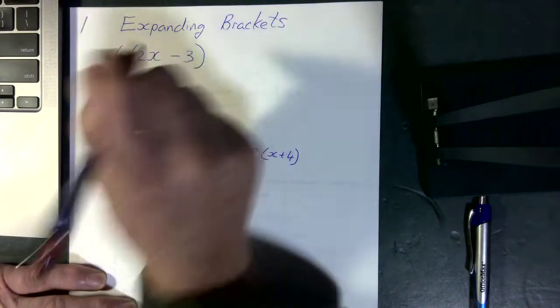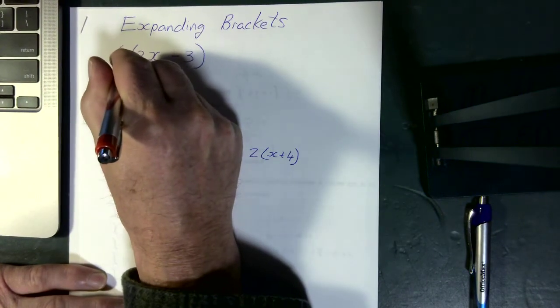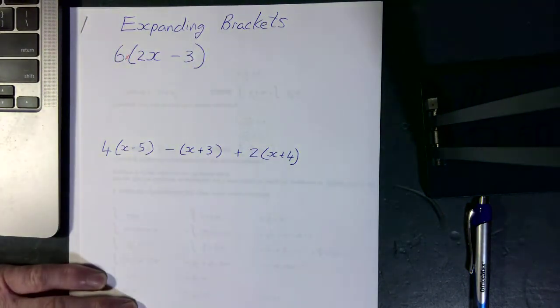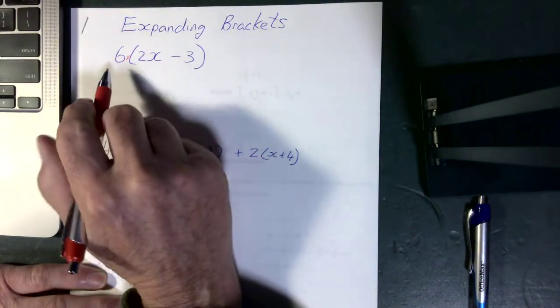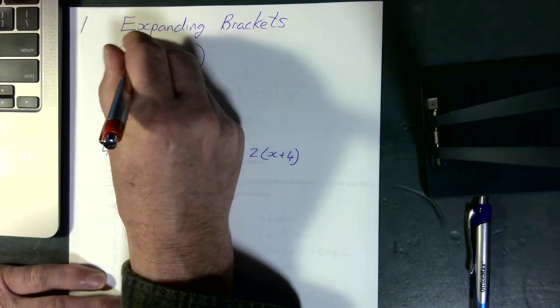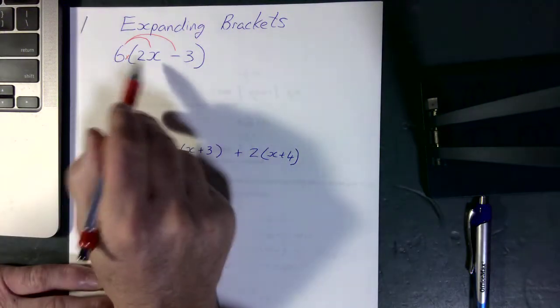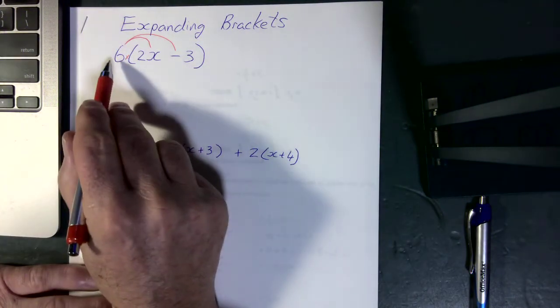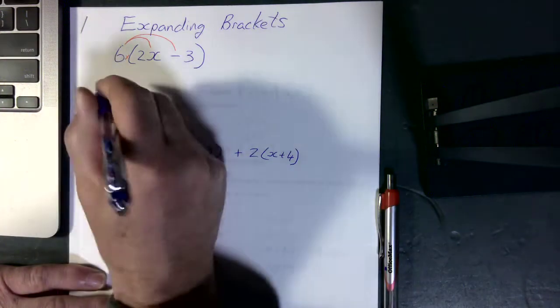So when we're dealing with brackets, there's an unspoken times there. And the 6, which is outside the bracket, is multiplied by any terms that are inside the bracket. Terms we can spot because they're separated by a plus or a minus. I sometimes do a whisker for each multiplication. So the 6 has to be times by 2x, and separately the 6 has to be times by -3.